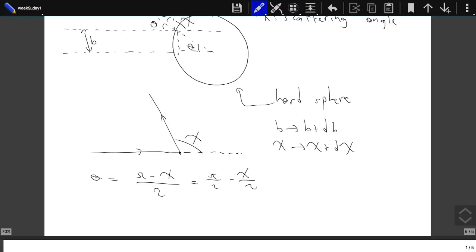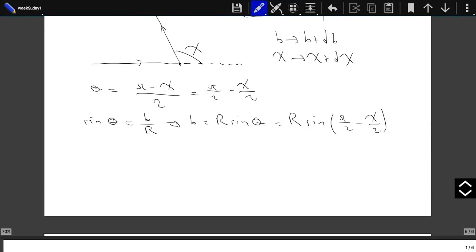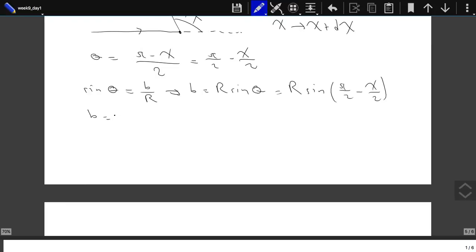And from this right triangle over there, we know that sine of theta is equal to b over r, or b is equal to r times sine theta, r times sine of pi over 2 minus chi over 2, or b is equal to r times cosine chi over 2. dB will be equal to minus r over 2 sine chi over 2 times d chi, how the scattering angle changes with the impact parameter.